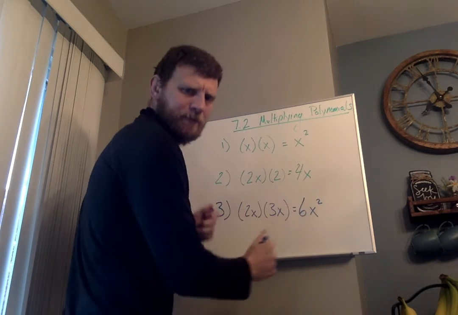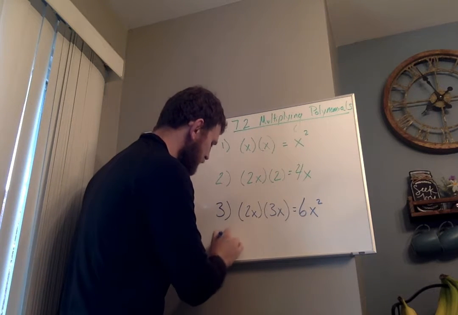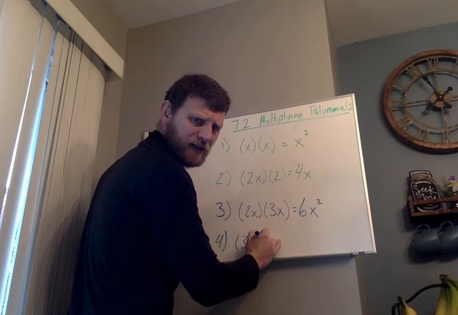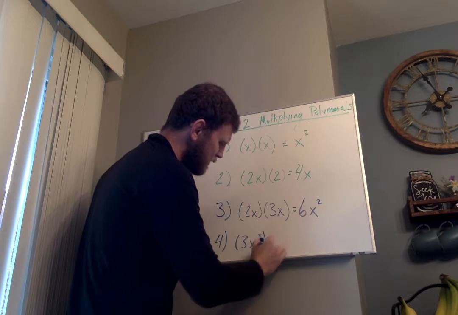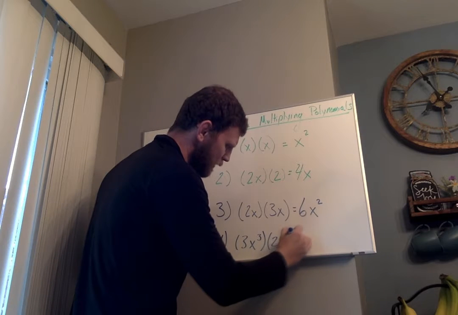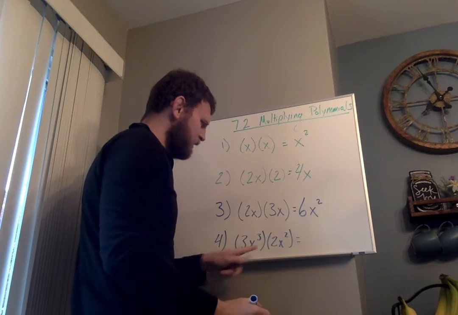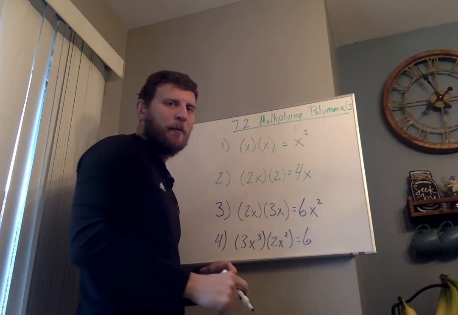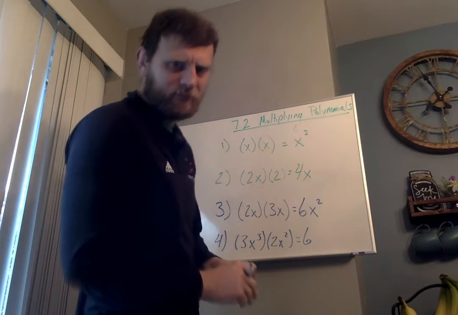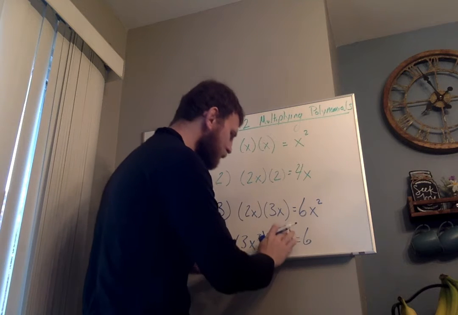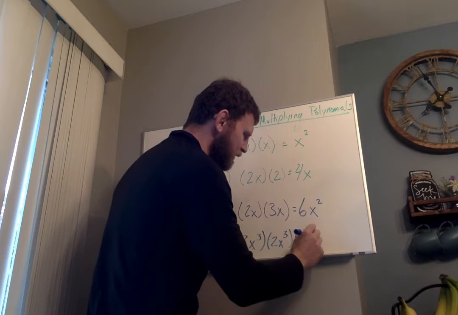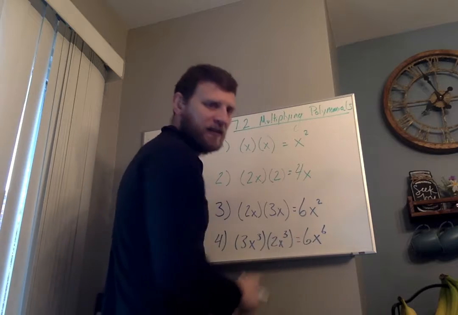Number 4, that says 3x cubed times 2x squared. 3 times 2 is 6. X cubed times x squared. Remember from the last chapter, we add the exponents. Oops, this is supposed to be x cubed. Doesn't matter. 3 plus 3 is 6. That's going to be 6x to the 6th.